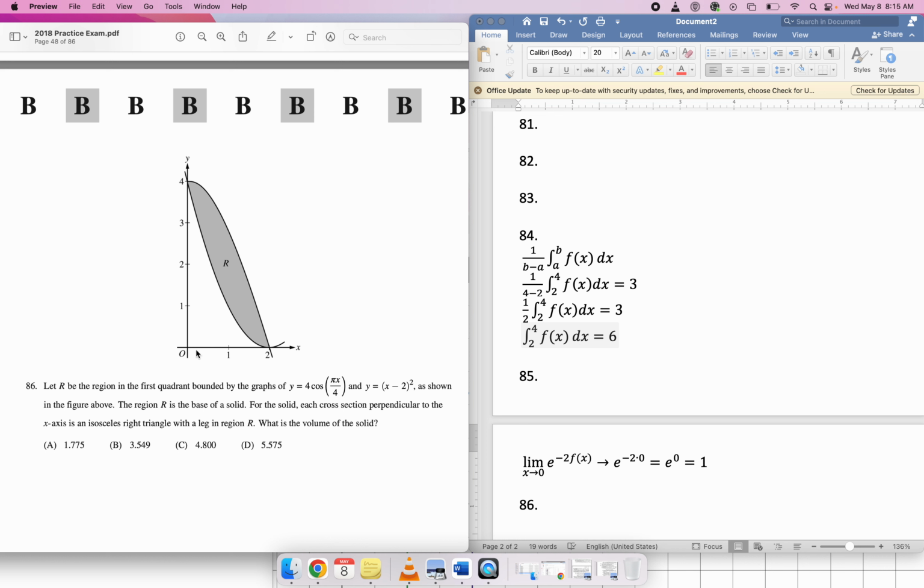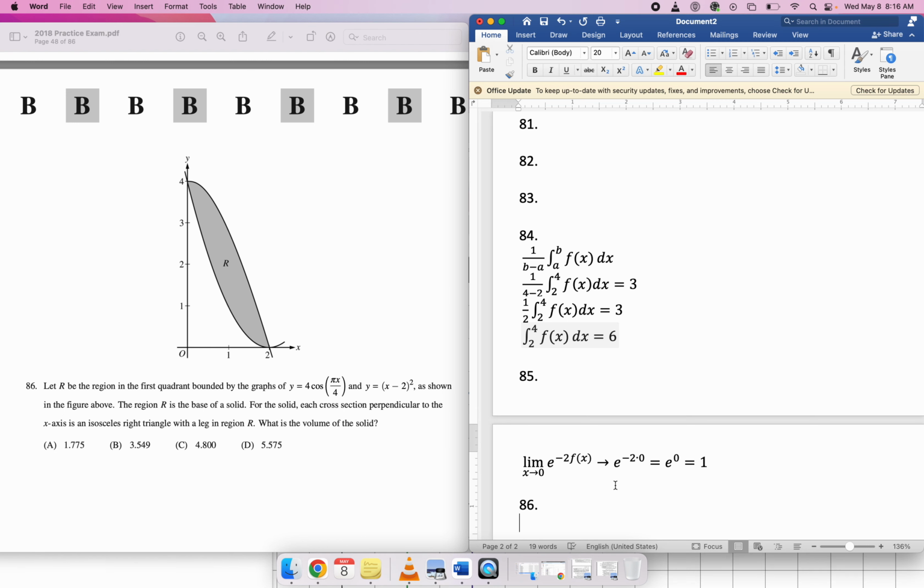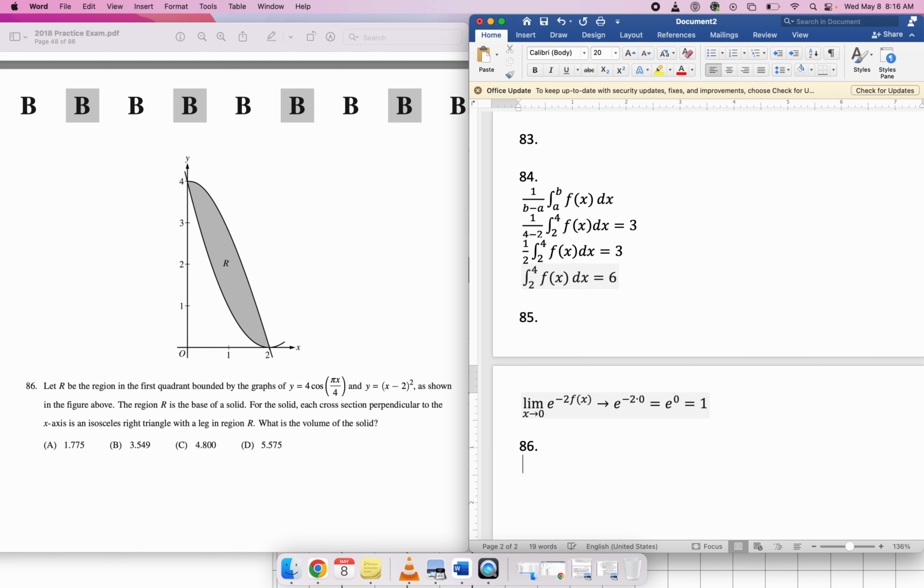86. Let R be the region in the first quadrant bounded by the graphs of the two functions, as shown in the figure above. The region R is the base of a solid. For the solid, each cross-section perpendicular to the x-axis is an isosceles right triangle with a leg in region R. What is the volume of the solid? As with every volume problem, you just need to write down the cross-sectional area formula and then integrate it.